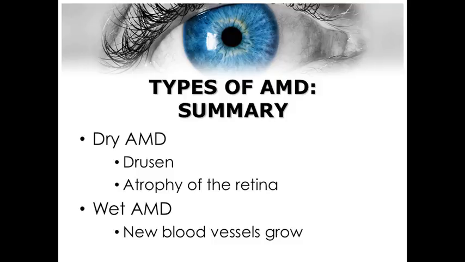So in summary, there's two types of macular degeneration, the dry kind and the wet kind. And the dry kind is either deposits of material, or over time sometimes the retina can become thinned and also doesn't work properly. And then the wet kind is when there's new blood vessel growth and either there's bleeding or fluid leakage.